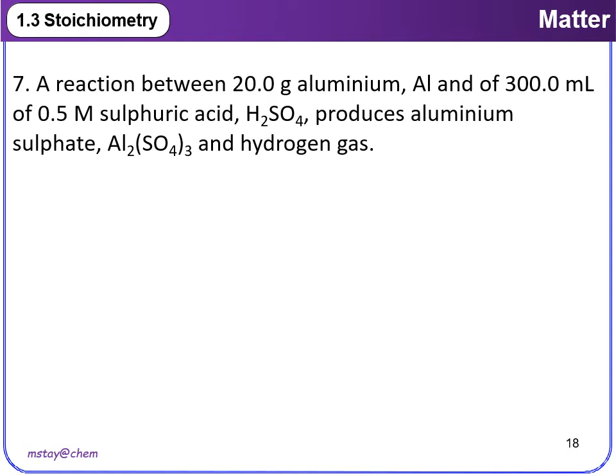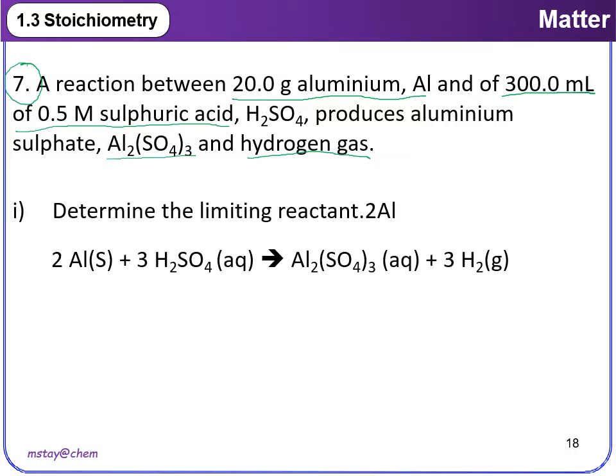Okay, let's continue with tutorial question number 7. A reaction between 20 gram of aluminium with 300 ml of 0.5 molar sulfuric acid will produce aluminium sulfate and also hydrogen gas. So recall back the working step, always in stoichiometry the first step is the equation. Okay, so we have an equation.